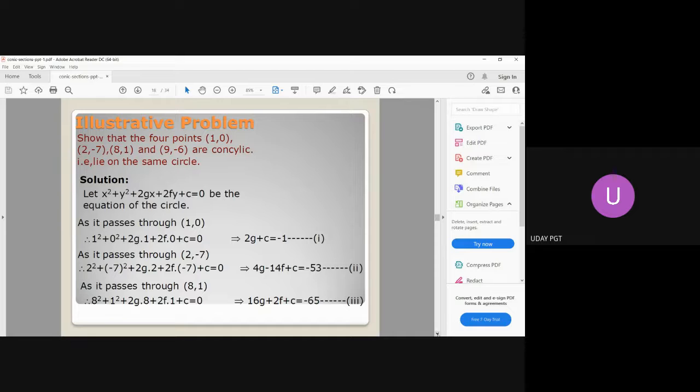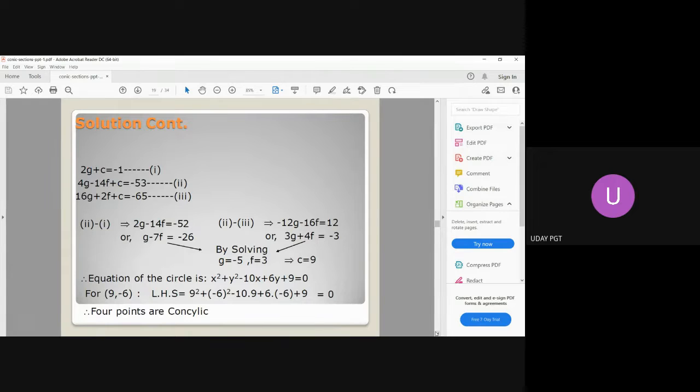Now show that 4 points are concyclic. What is meant by concyclic? Lying on the same circle. So you need to consider the general form of the equation of the circle, x square plus y square plus 2gx plus 2fy plus c equal to 0. As it passes through the point 1 comma 0, it satisfies the equation. Second point, second equation, third point, third equation: we get 3 equations. On solving these 3 equations, we get the values of g, f and c, and substitute these values in the equation.